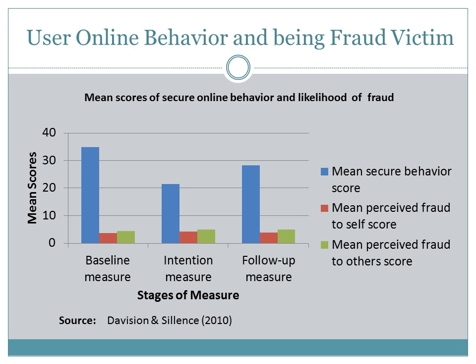The mean scores were calculated at 3 levels of measurement: the baseline, intention, and follow-up. That's on the horizontal axis. On the vertical axis, we see the mean scores, and as the key indicates, the blue one is the mean score for behavior. This was done by Davison and Sellens, 2010, and they conducted such research.